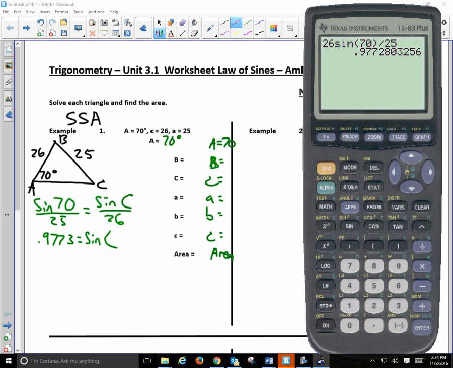So I know angle A is 70. What other pieces do I know? C is 26 for both of them. What else? A is 25. In my problem, what angle am I solving for right now? C. So I do inverse, and I get 77.76.